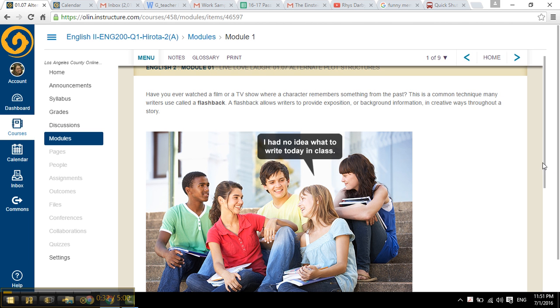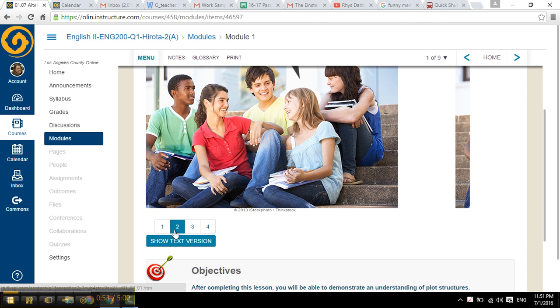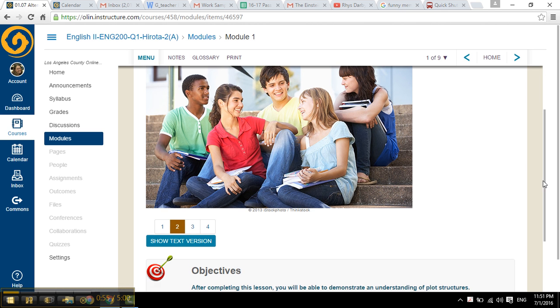Have you ever watched a film or a TV show where a character remembers something from the past? This is a common technique many writers use called a flashback. A flashback also allows writers to provide exposition or background information in creative ways throughout a story. It says I had no idea what to write in class today. Okay, so there are 4 pages here, and so you need to take a look at them all.